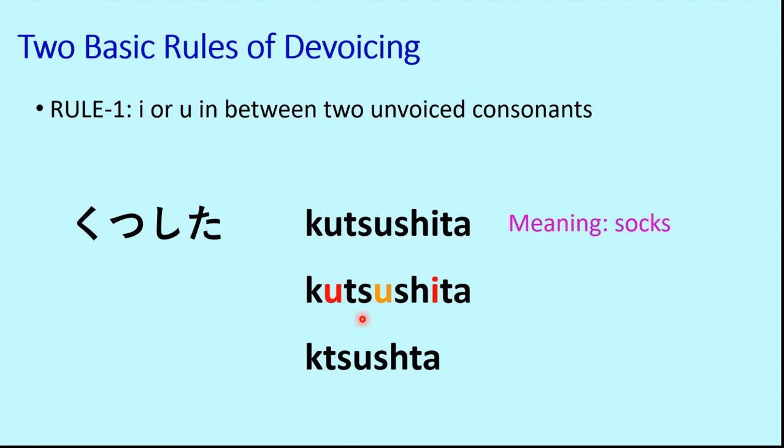I am saying this one slowly so that you can understand the pronunciation of each syllable. Ku becomes k, tsu remains as tsu, shi becomes sh, and ta remains as ta. So it is ktsushita, meaning socks.